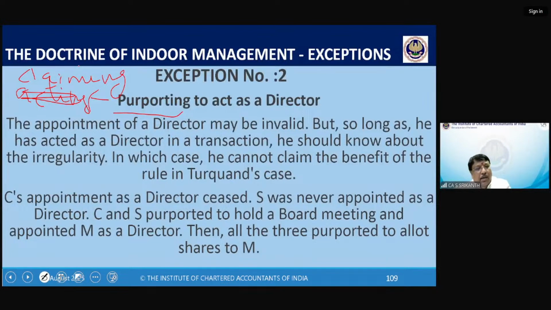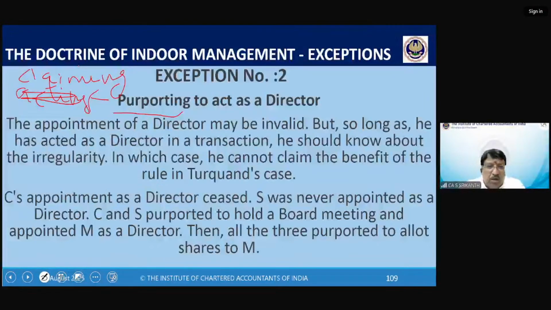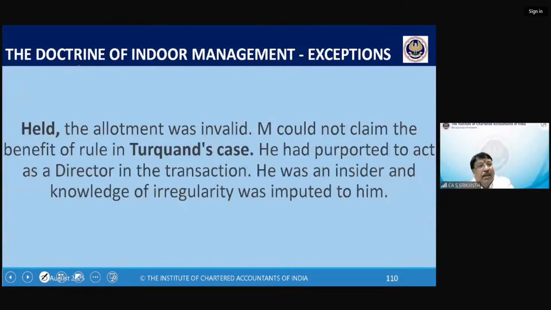Agreed, he is a third party. But at the time of allotment of shares, what was M? M himself says, I'm a director. Now later on, it transpires that the allotment is invalid. And these fellows said, no, it's not like that. Then M filed a suit and said, I am eligible for compensation. The court said, how? Because I'm a third party, I'm innocent, I'm protected.